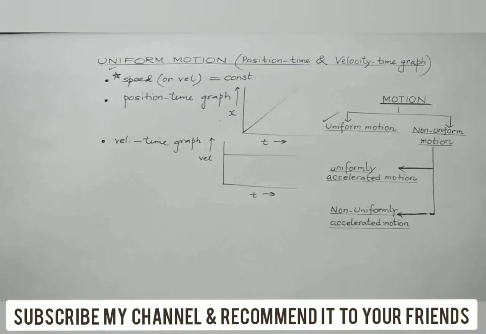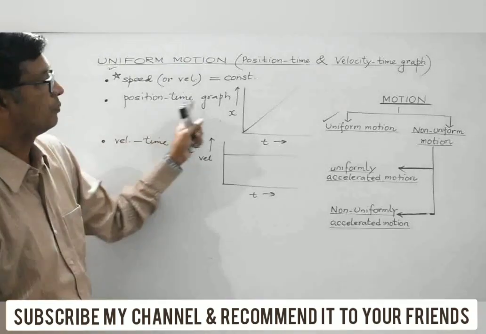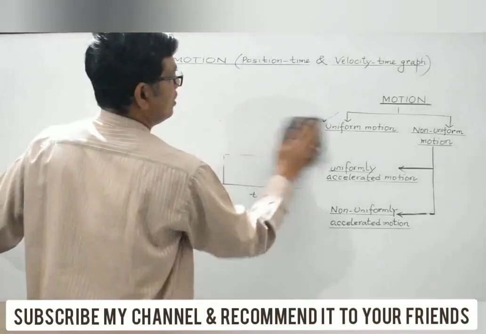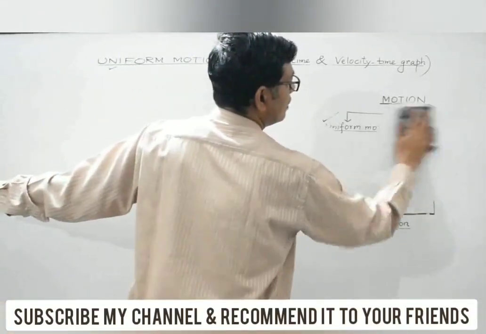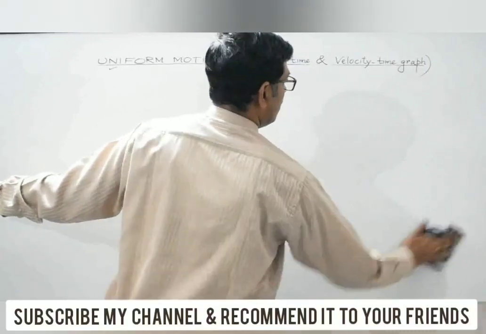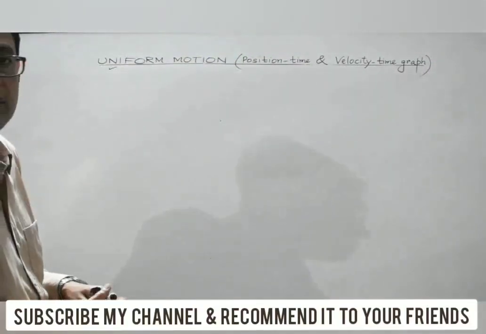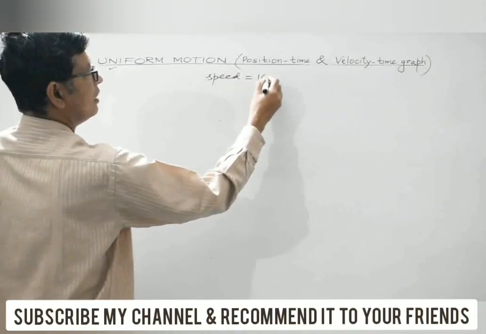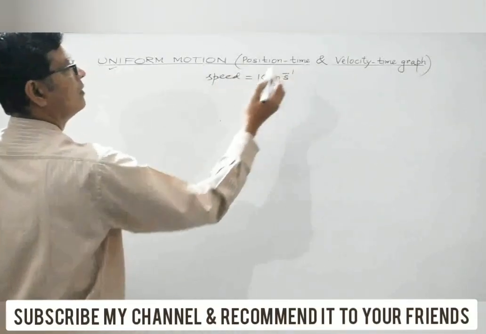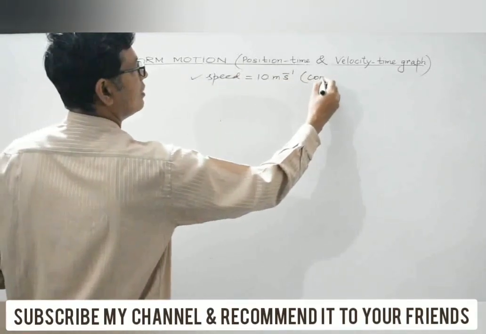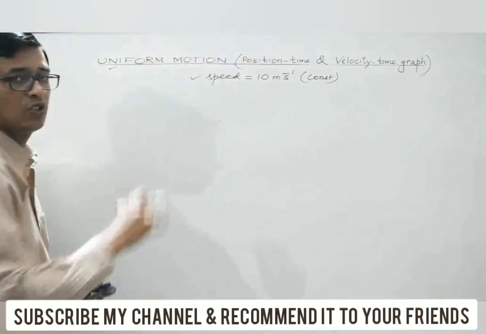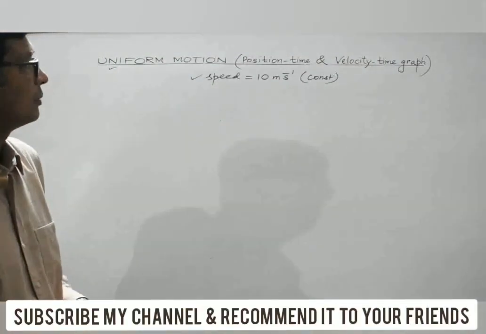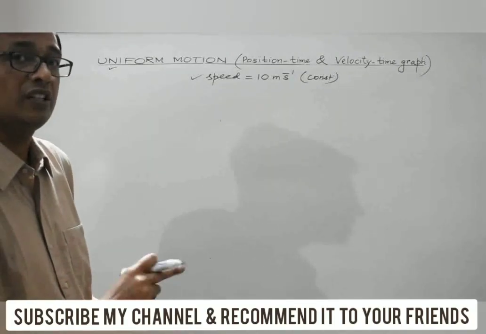So what we'll do is, we'll first discuss the position time graph. Let's assume a situation where the body starts from the origin and is moving along a straight path with a speed or velocity of, say, 10 meters per second. This is constant. For a body to have uniform motion, the speed must be constant. That's the mandatory, compulsory condition. So we are supposed to plot a graph between position and time.